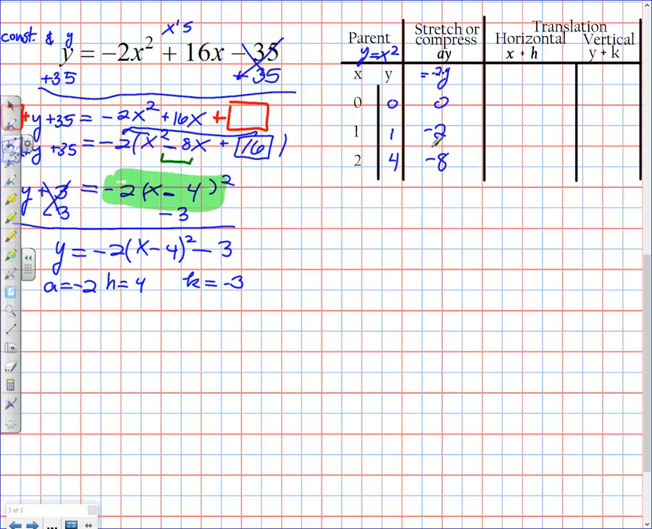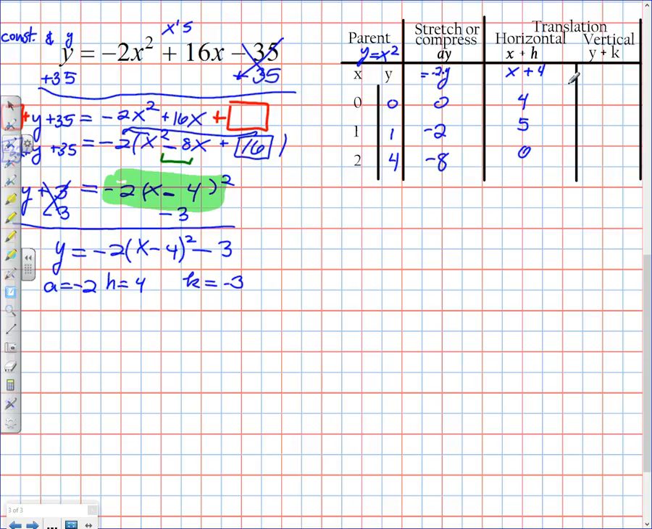Now translation means movement. Horizontal is x plus h, and in our case h is 4, so x plus 4. So what this is telling you is take the x values and add 4 to them. I'm talking about these x values. So 0 plus 4 will give you 4, 1 plus 4 will give you 5, and 2 plus 4 will give you 6.